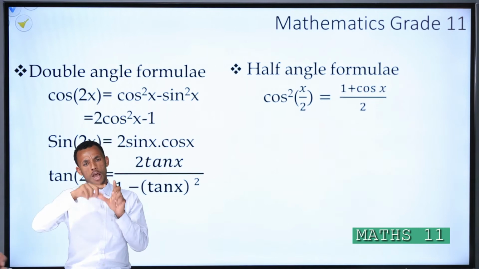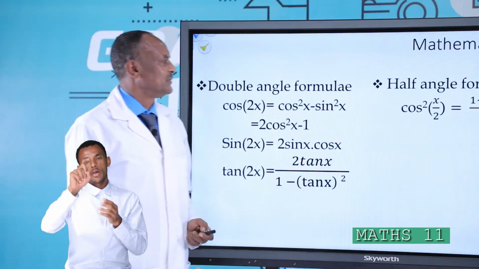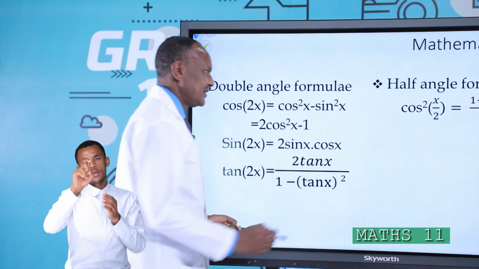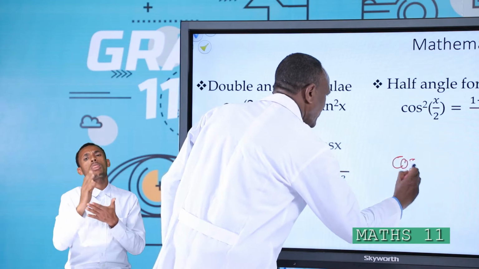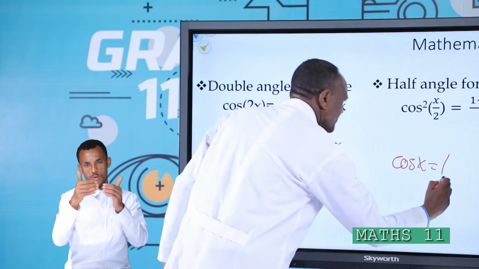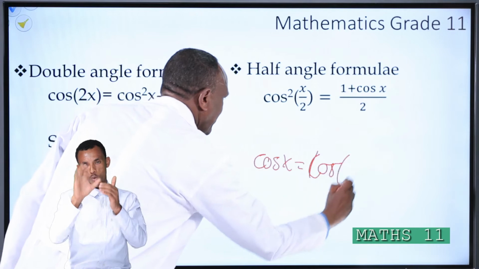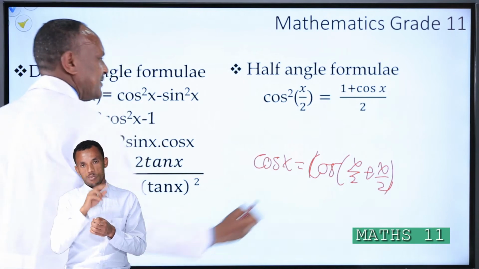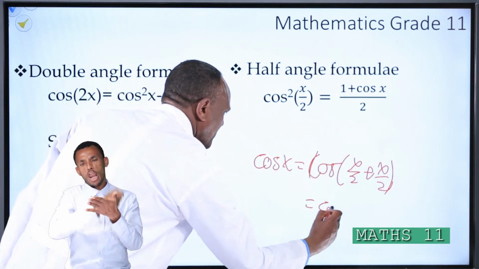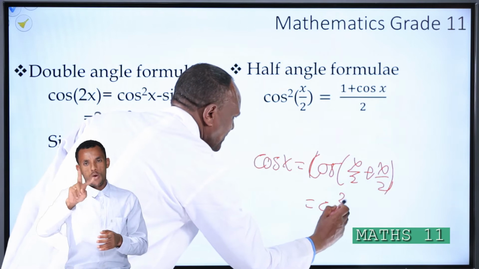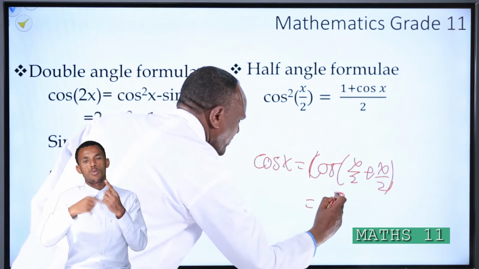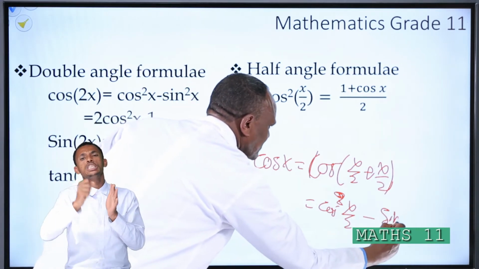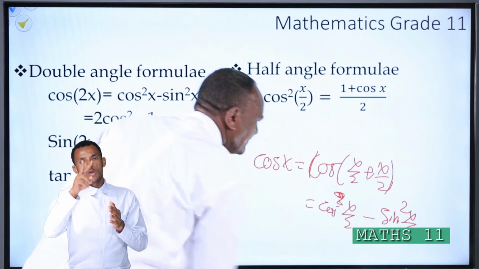Half angle formulas come next. Cos square of x over 2 is equal to 1 plus cos x over 2. How do you get it? You may take a function, cosine of x. This is equal to cosine of x over 2 plus x over 2 again. We have the sum. This could be written as cos square of x over 2 minus sine square of x over 2.